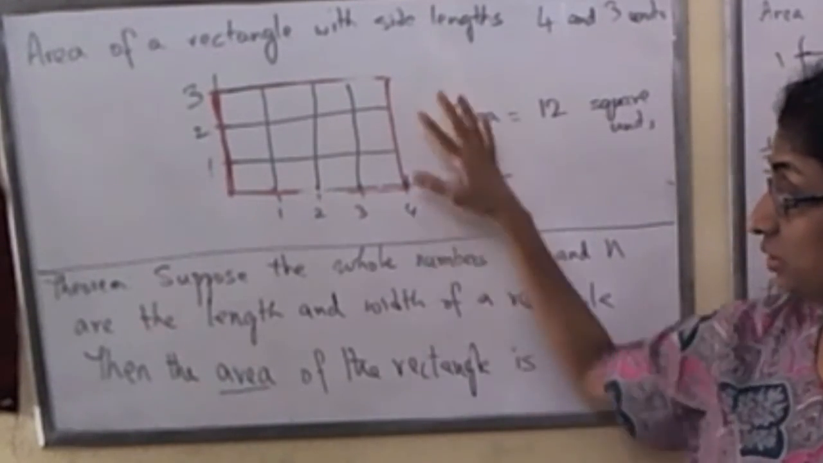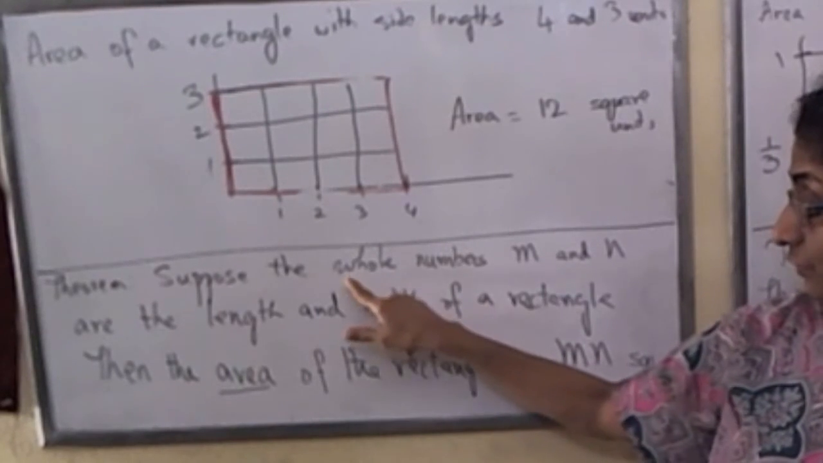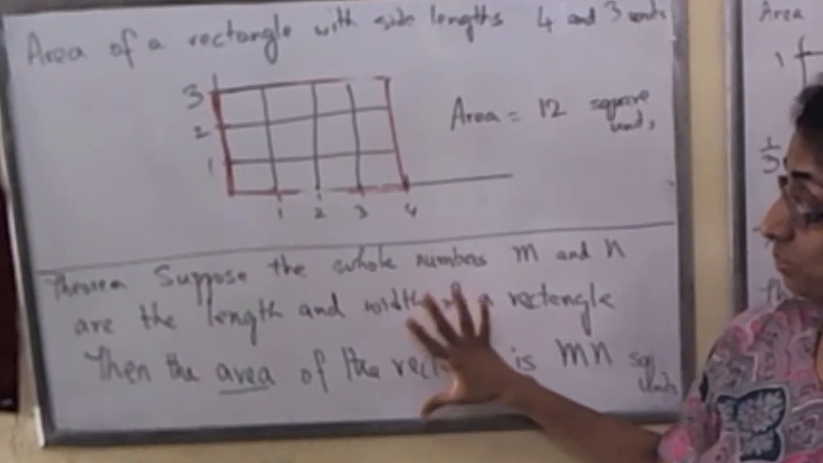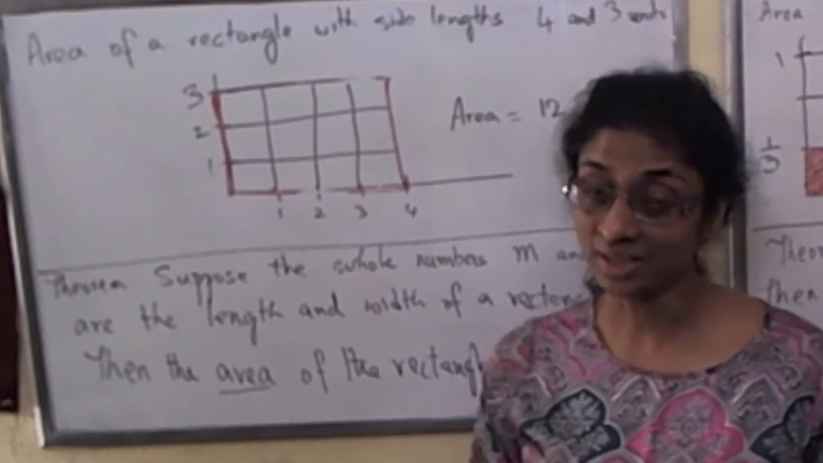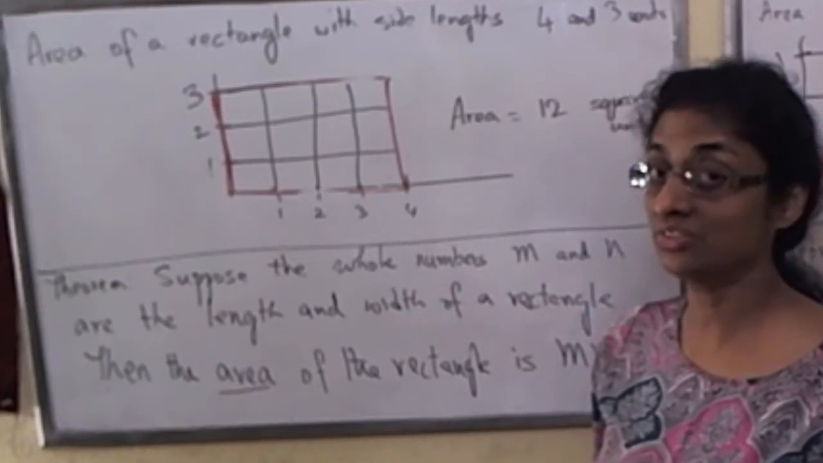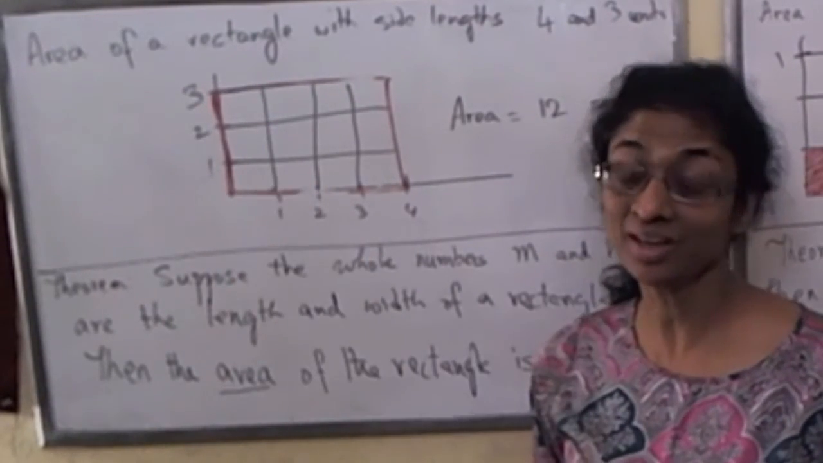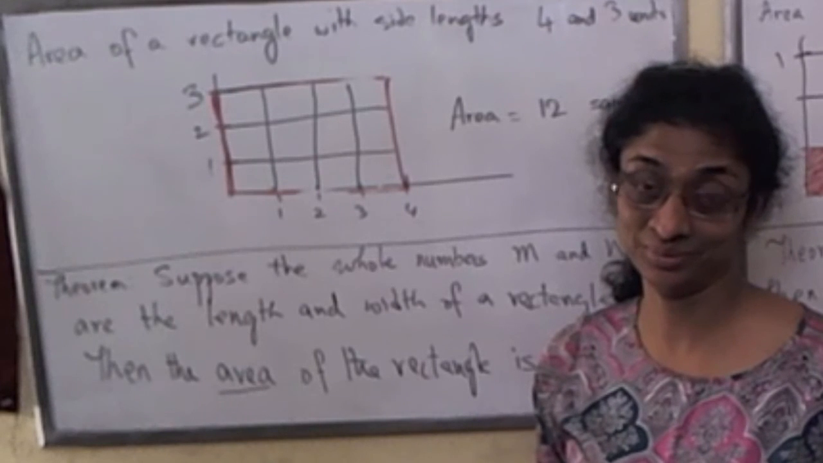And notice this argument only holds true if the side lengths are actually whole numbers. So this is the simplest scenario. In the next video, we'll look at rectangles whose side lengths are unit fractions, and we'll explore that in that video. Thank you.